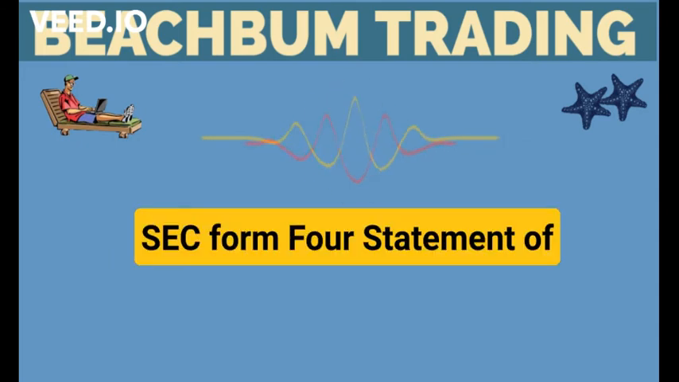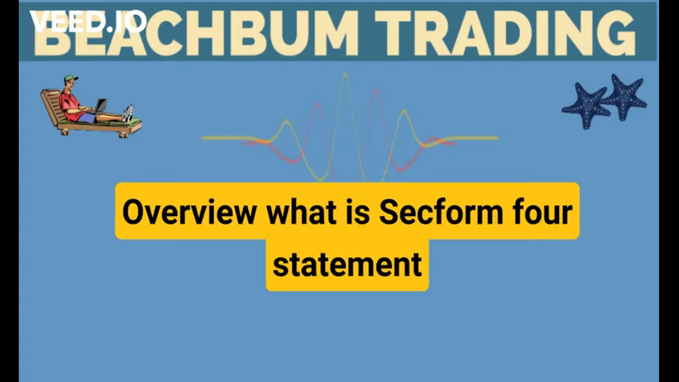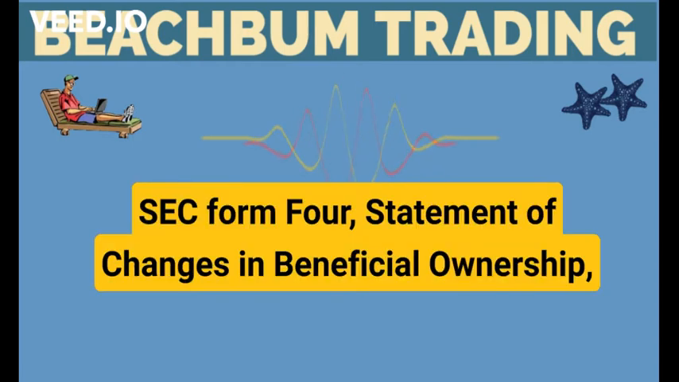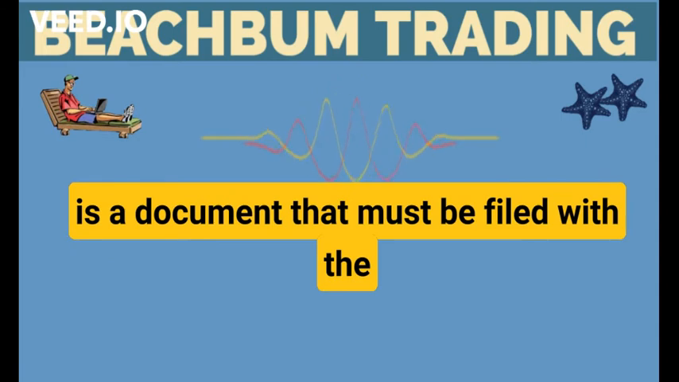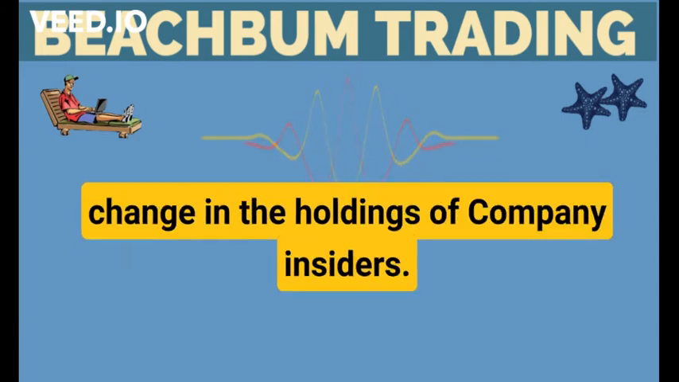SEC Form 4, Statement of Changes in Beneficial Ownership Overview. What is SEC Form 4, Statement of Changes in Beneficial Ownership? SEC Form 4 is a document that must be filed with the Securities and Exchange Commission (SEC) whenever there is a material change in the holdings of company insiders.